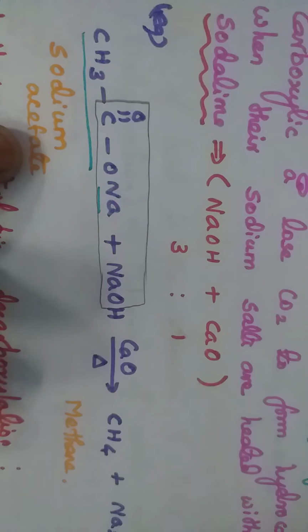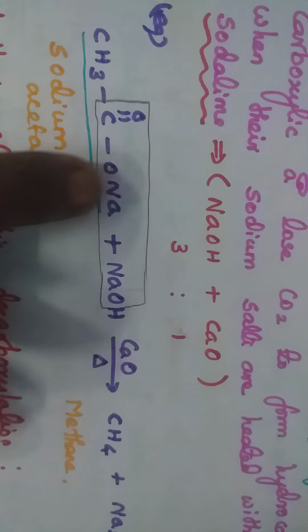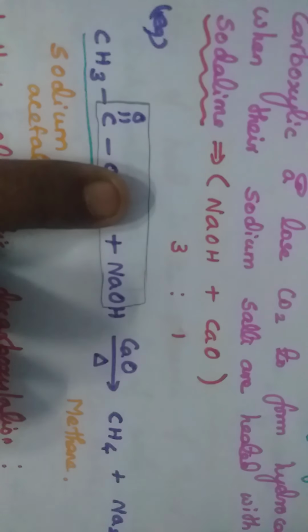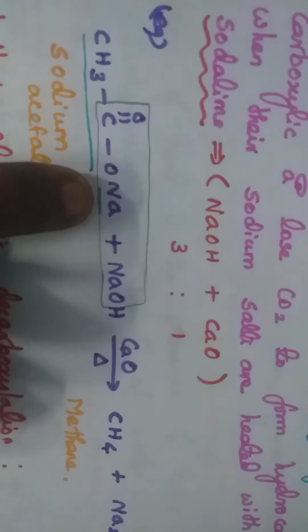We take a sodium salt of carboxylic acid. What is this? Sodium salt of acetic acid. If you put a hydrogen instead of Na, it is called acetic acid. If you remove a hydrogen from the carboxyl group of any acid, it is called ate. Here it is acetate, and here it is sodium. So it is called sodium acetate.